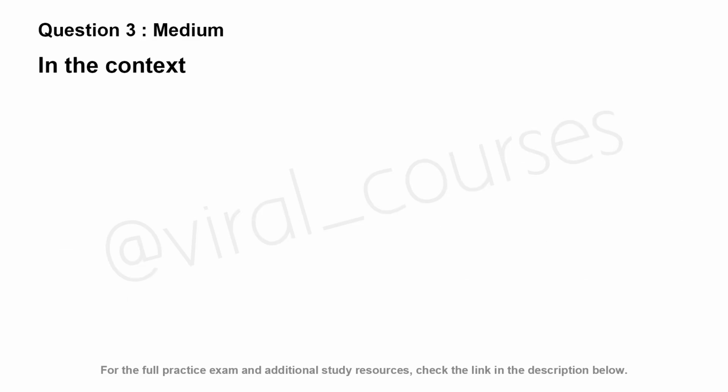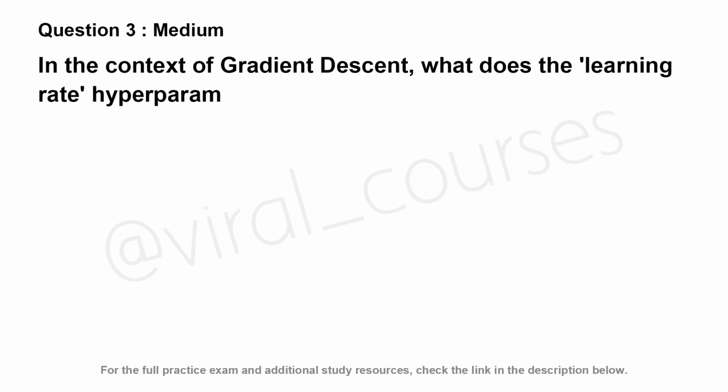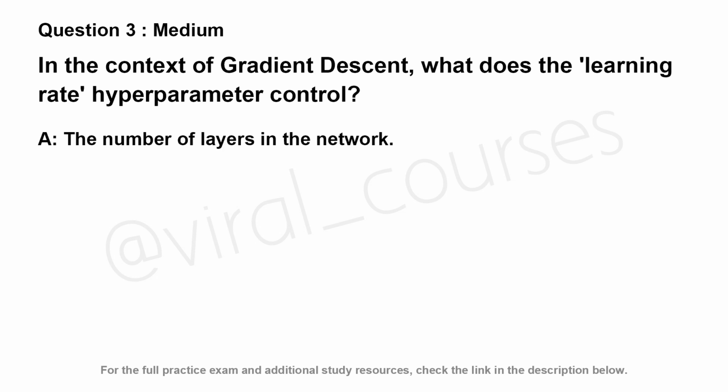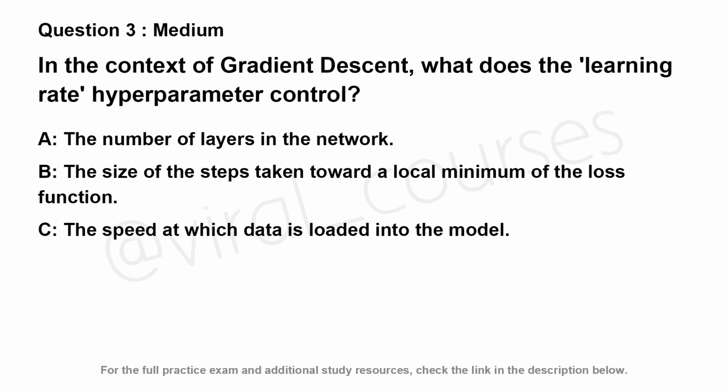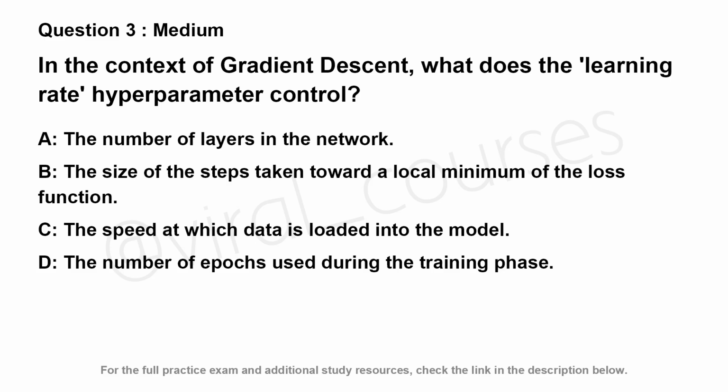In the context of gradient descent, what does the learning rate hyperparameter control? Option A. The number of layers in the network. Option B. The size of the steps taken toward a local minimum of the loss function. Option C. The speed at which data is loaded into the model. Option D. The number of epochs used during the training phase.